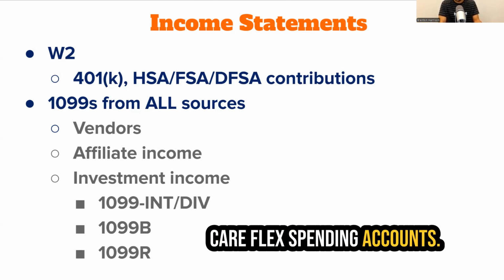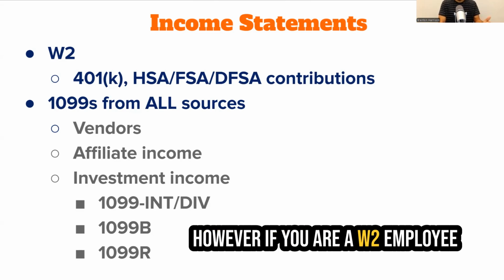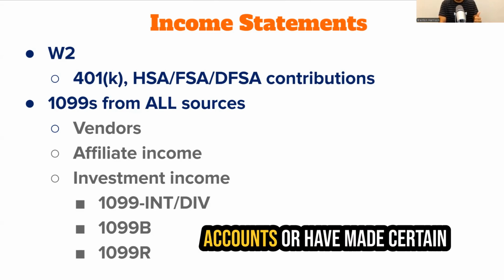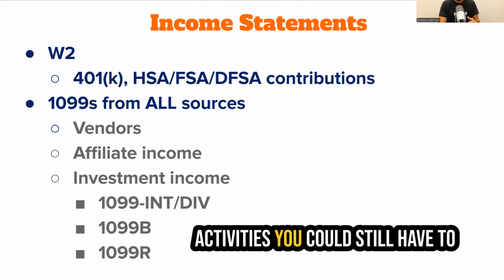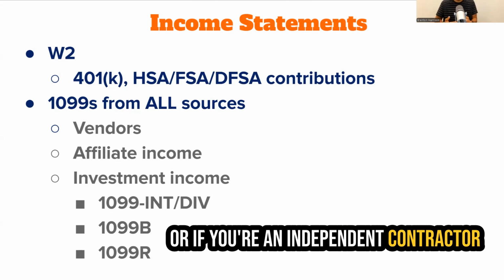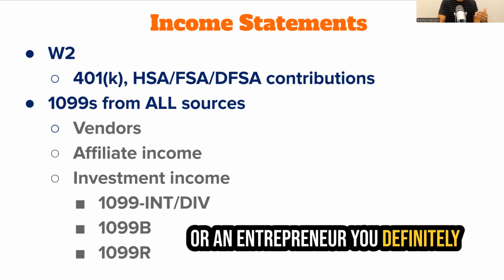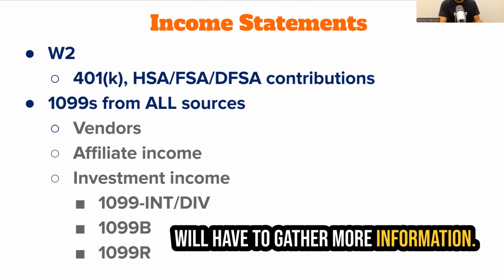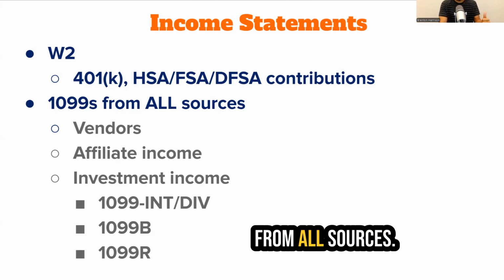However, if you are a W-2 employee and you have certain investment accounts or have made certain activities, you could still have to gather other pieces of information. Or if you're an independent contractor or an entrepreneur, you definitely will have to gather more information. Things like your 1099s from all sources.